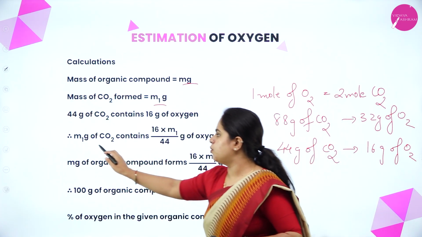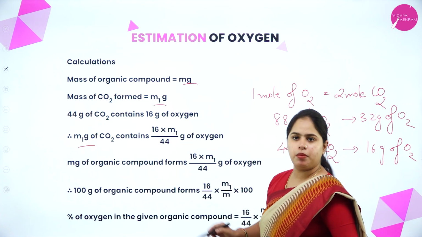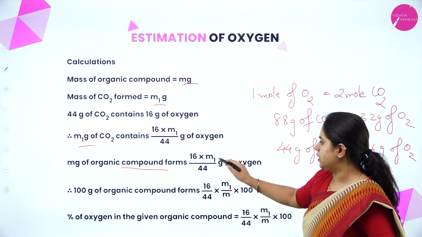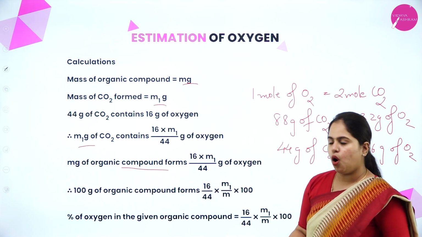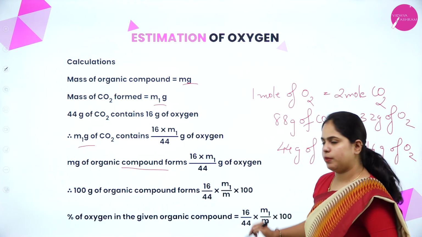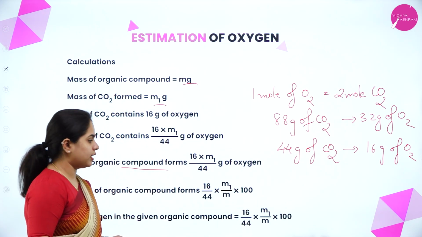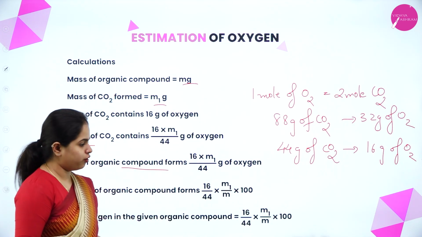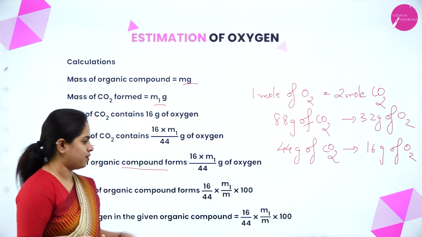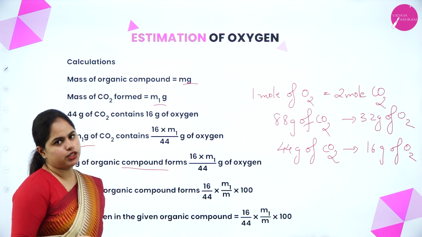If 44 gram of carbon dioxide contains 16 gram of oxygen, then m1 gram of carbon dioxide will contain 16 into m1 divided by 44 gram of oxygen. This is from m gram of organic compound. Then for 100 gram, we multiply by 100. So finally the percentage of oxygen is 16 by 44 into m1, where m1 is the mass of carbon dioxide formed, divided by m, the mass of the organic compound, into 100.